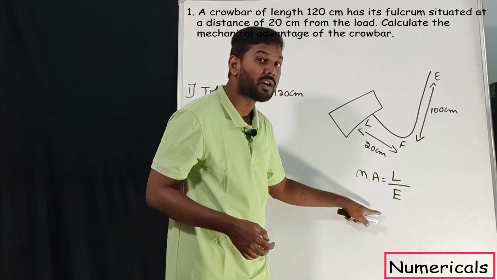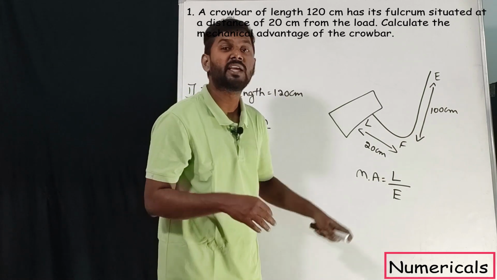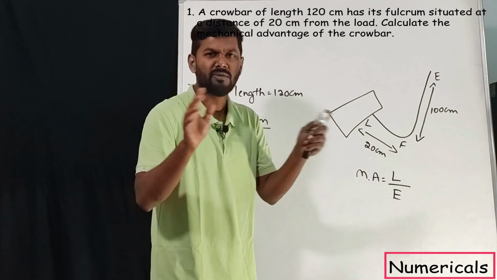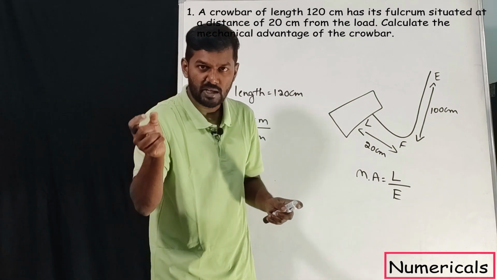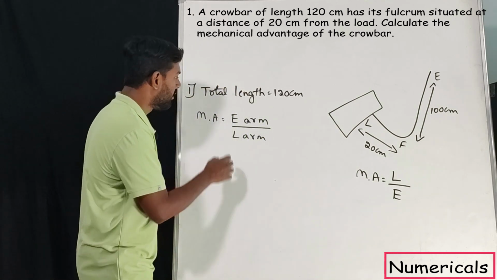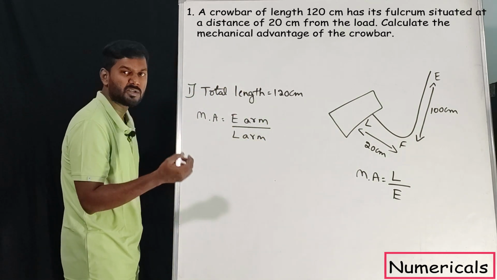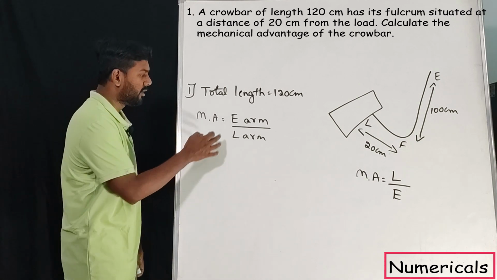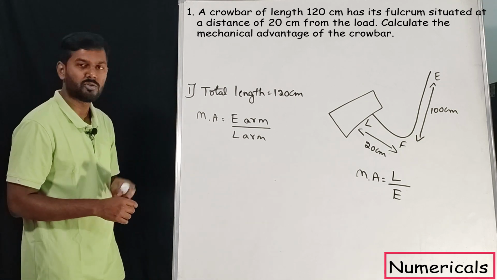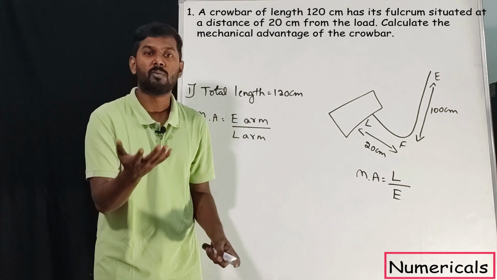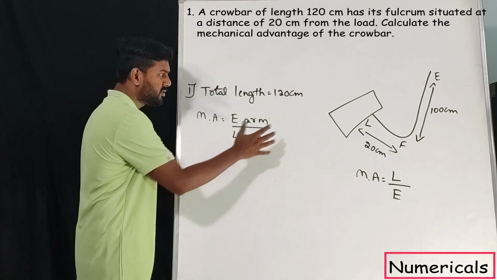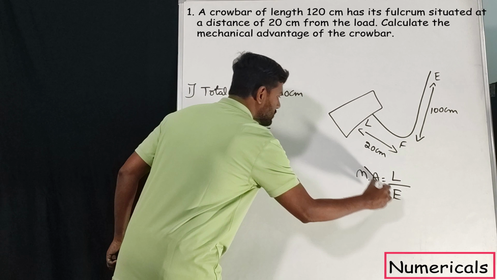If the load value or effort value is given like 20 kg, 20 Newton, 20 kgf or 100 kgf, any value in terms of kg, kgf or Newton is given, we are going to use this formula. If the values are given in terms of centimeter or meter, you are going to use this formula. Understand the concept. If the length is given, we use this formula. If the load value is given, how much it is weighing, then we use that formula. That's it. In this question we are talking about length, so we are not going to use that formula.